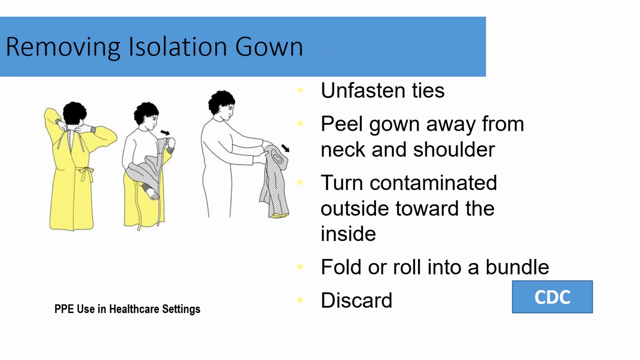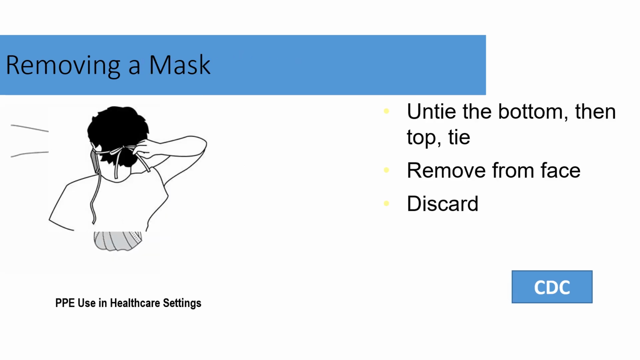Remove the gown. This involves unfastening the ties. Peel the gown away from the neck and shoulders. Turn the contaminated outside toward the inside. Fold or roll into a bundle and discard. Removing the mask involves untying the bottom, then the top tie. Remove from the face and discard.